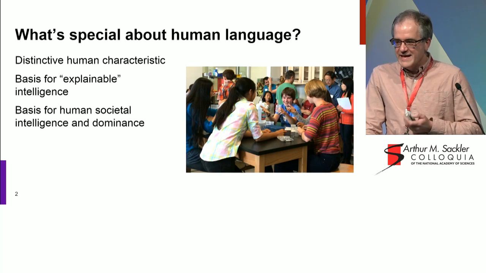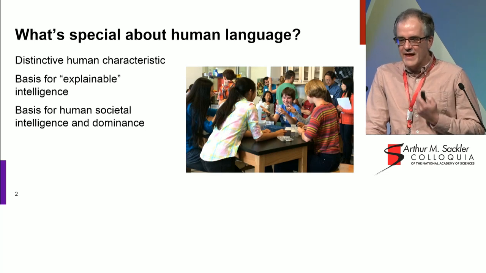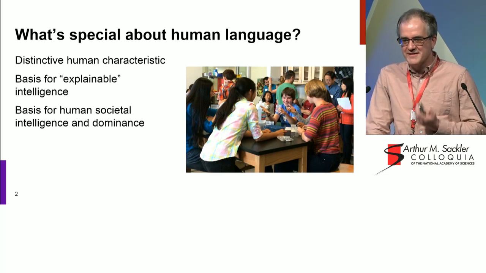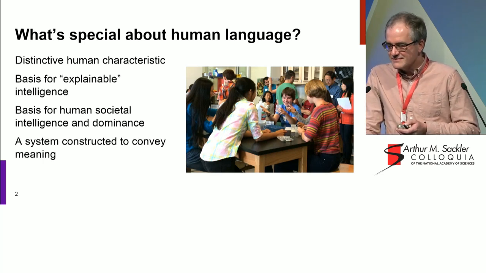Language has also been key to human societal intelligence. So maybe a chimpanzee or a bonobo is not so different in intelligence to a human being, but because we have language, we've been able to network our brains together and come up with a form of societal intelligence.